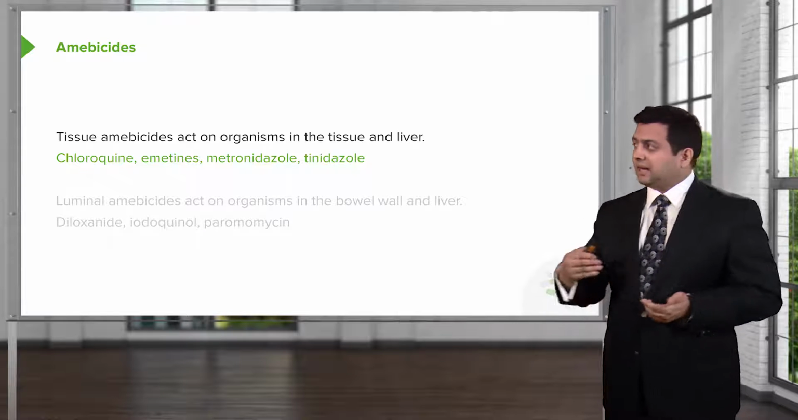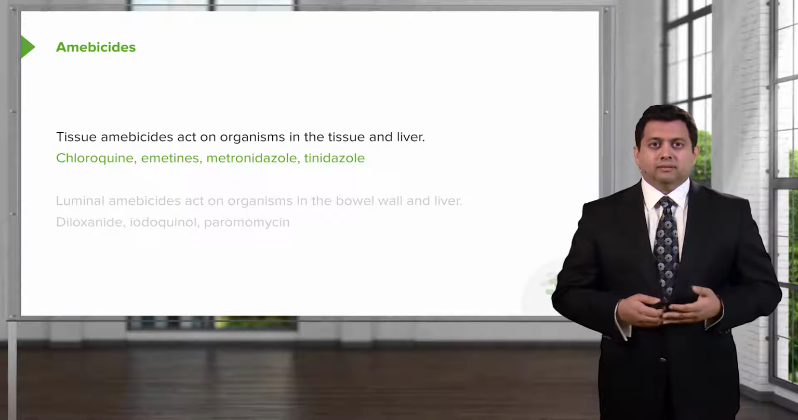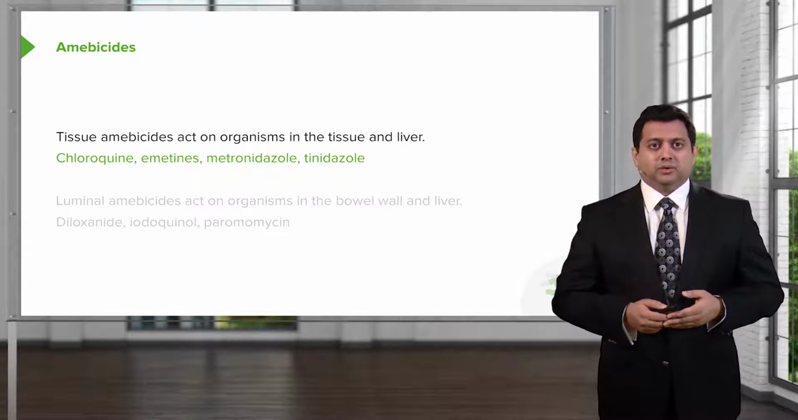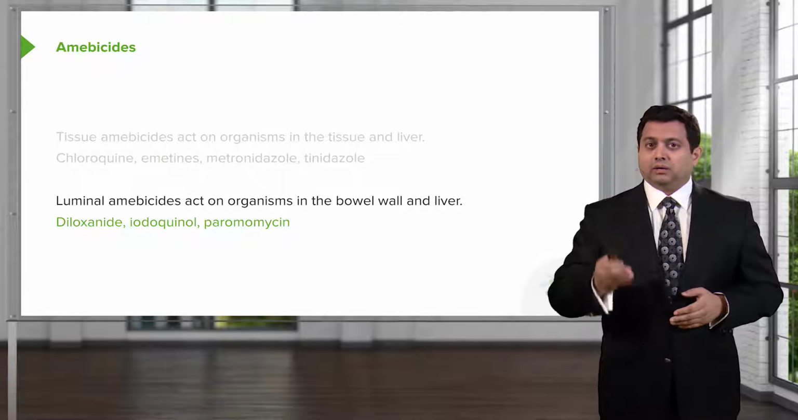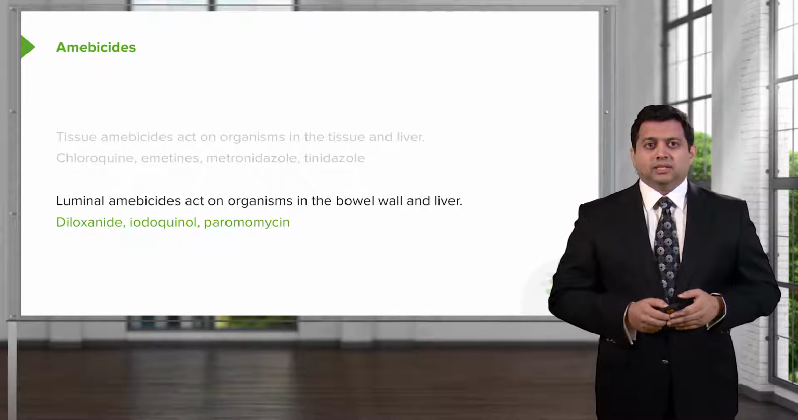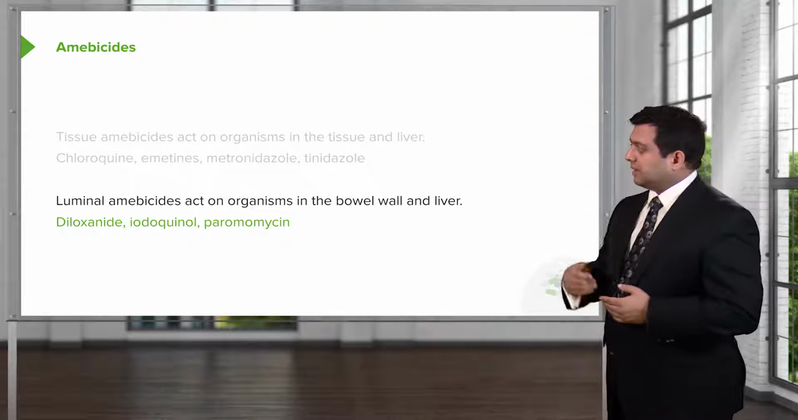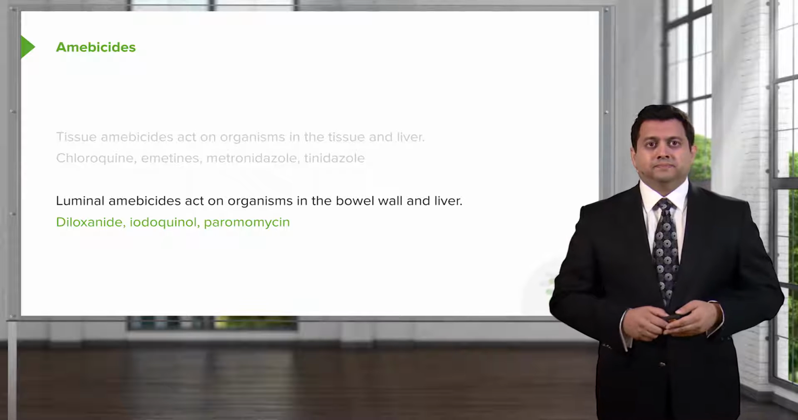Now, you can see that the agents are very similar to the antimalarial agents: chloroquine, metronidazole, tinidazole. These are all agents that you've seen before. Luminal amoebicides act on organisms in the bowel wall itself. So these are the agents here that you can see that we use for luminal agents, and we'll go through each of them in detail.